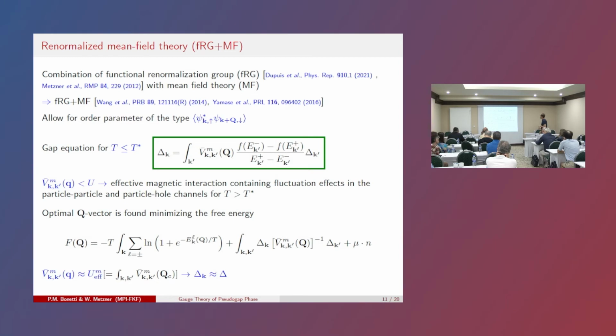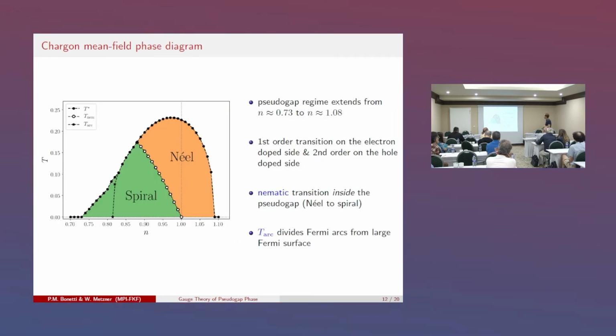And we of course optimized for the gap, but also for the wave vector of our spiral state. And so sometimes it will be Néel, sometimes it will be spiral. And this you see here. This is the chargon phase diagram for the Hubbard model, 2D Hubbard. The coupling U is 4 here, as a function of density. And you see on the hole doped side, it's quite different from the electron doped side.